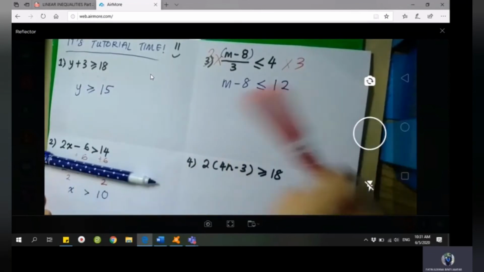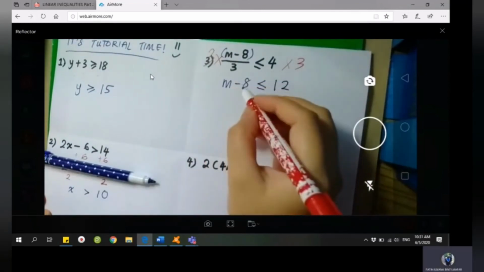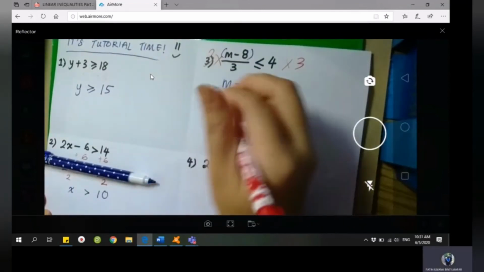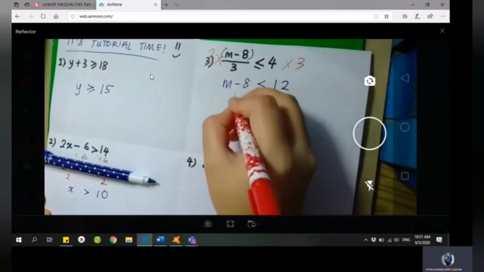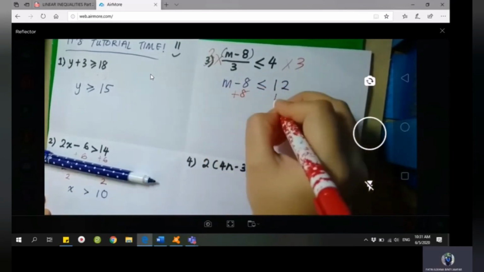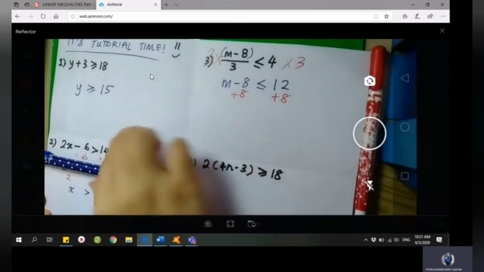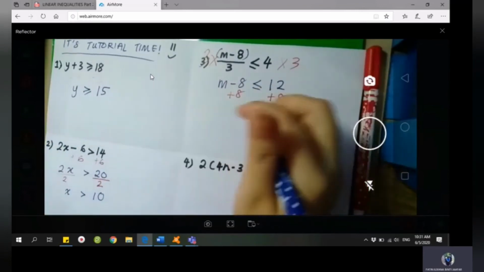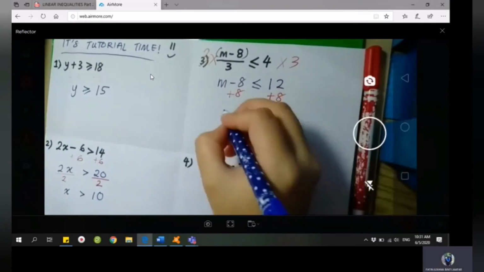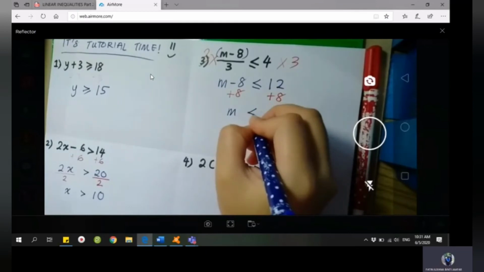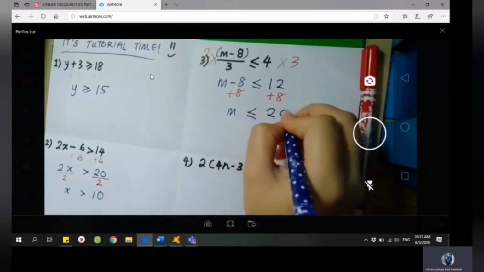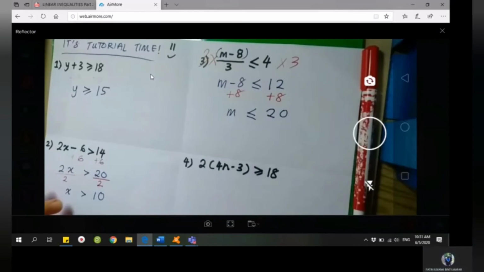Okay, and then get rid of 8. So minus 8, the opposite is add 8 here, add 8 here. Okay, so because we add a positive number, we don't need to change the sign. We will get m is less than or equal to 20. Okay, next.